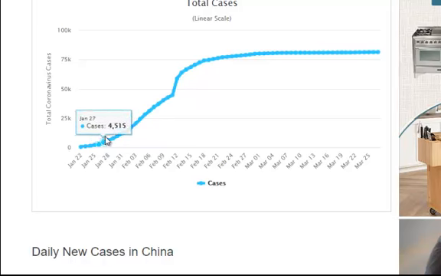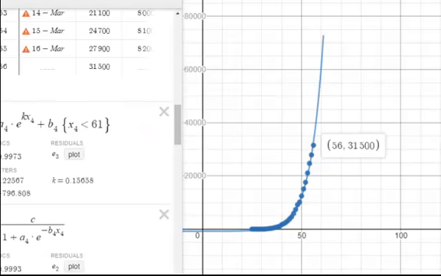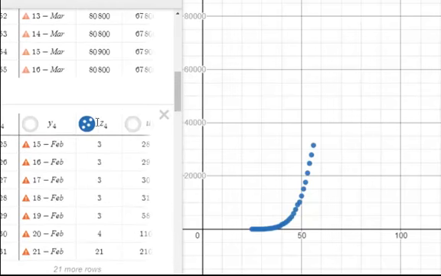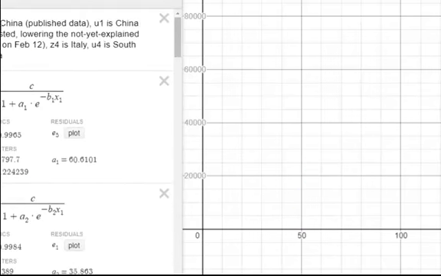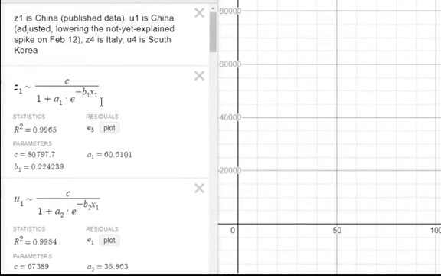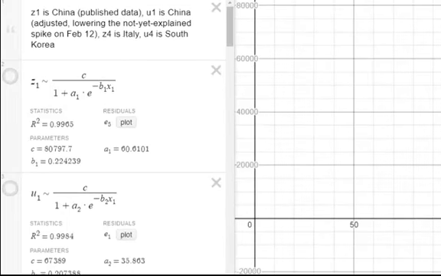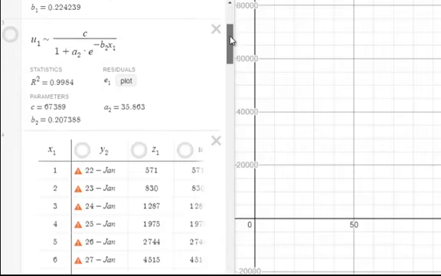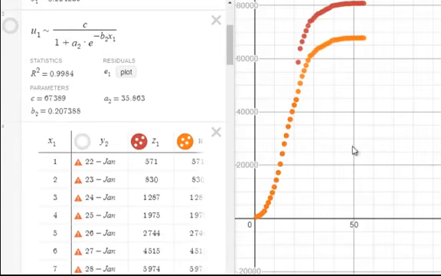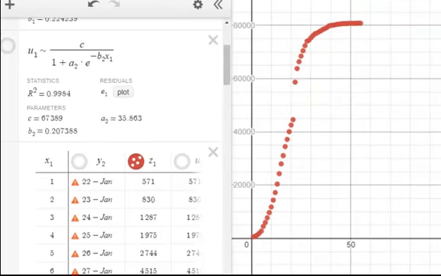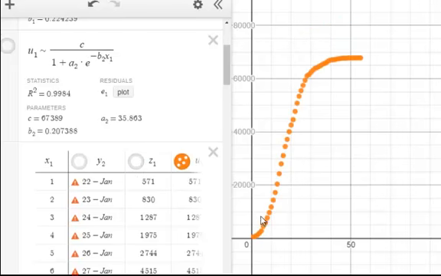It is definitely a logistic curve, and I'm going to go here in Desmos. I'm going to look at that. So I'm going to turn off Italy. And let's see, here it says, in my Desmos, that Z1 is China, published data, adjusted data. I'm going to do both here. So let's see, Z1, U1, I believe. So what I did here is, when I turn this one off, you can definitely see it is a logistic curve. There's this big jump on February 12th. Let's assume that there was something really strange going on with the reporting. I get this one, which looks better.